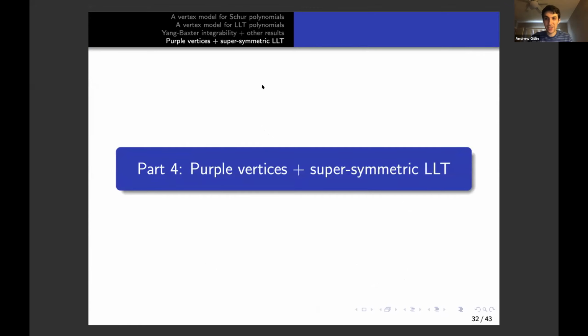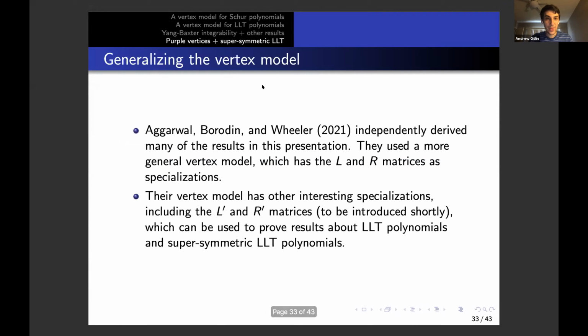Okay, so in the final section of this talk, I'm going to talk about purple vertices and try to extend our vertex model to supersymmetric LLT polynomials. And this is sort of an ongoing research project that we're working on. But first, I should talk a little bit about the work of Agarwal, Borden, and Wheeler. What they did is they had a more general vertex model than the one I presented today. More general in the sense that it has many interesting specializations, including the L and R matrices. And using this vertex model, they were able to independently derive many of the results that I've covered.